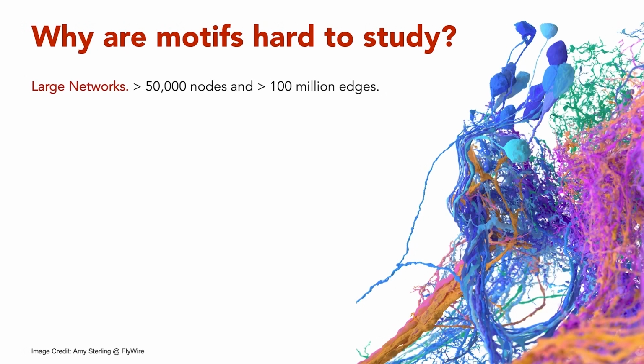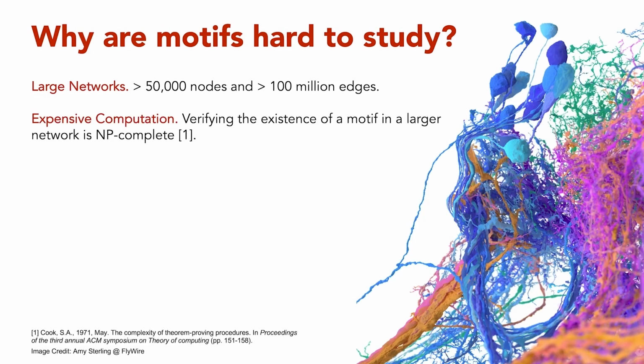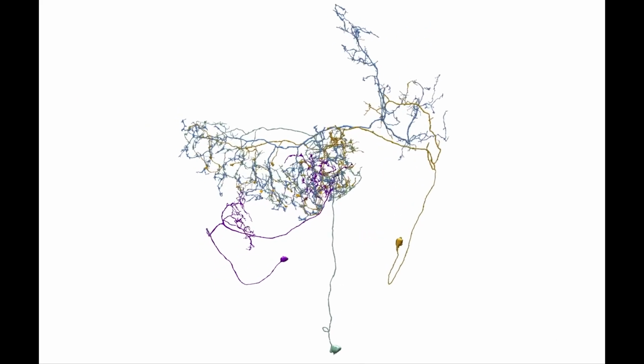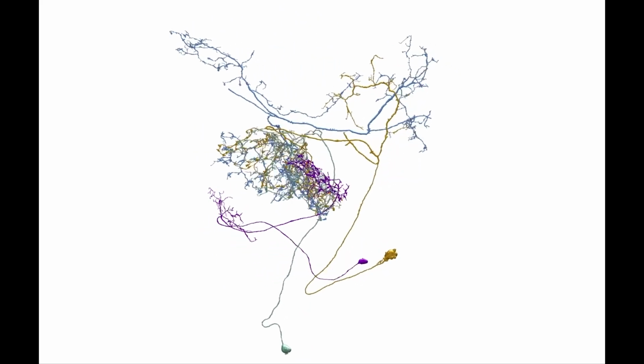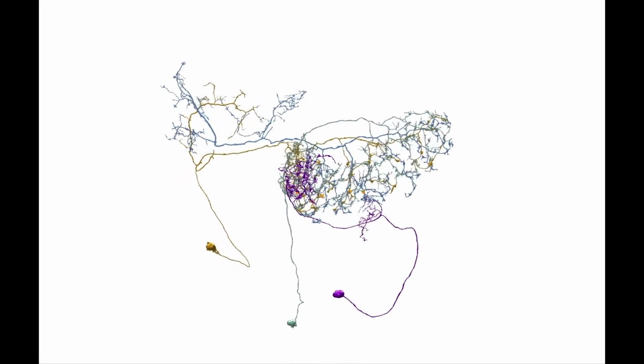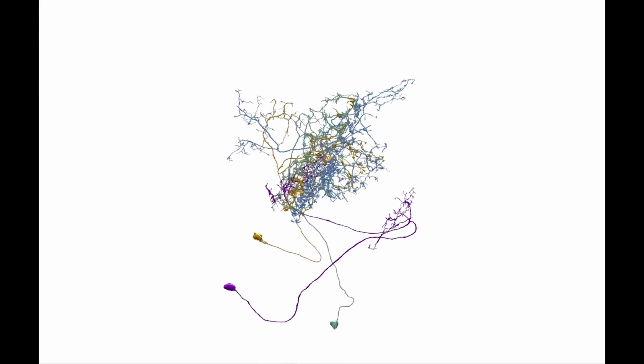The most recent connectome datasets contain more than 50,000 neurons and over 100 million synapses. For such large graphs, motif discovery is computationally expensive and typically requires writing code in complex query languages. Also, scientists want to explore not only the high-level connectivity between neurons, but dive deeper into how neurons actually form a motif in 3D space.